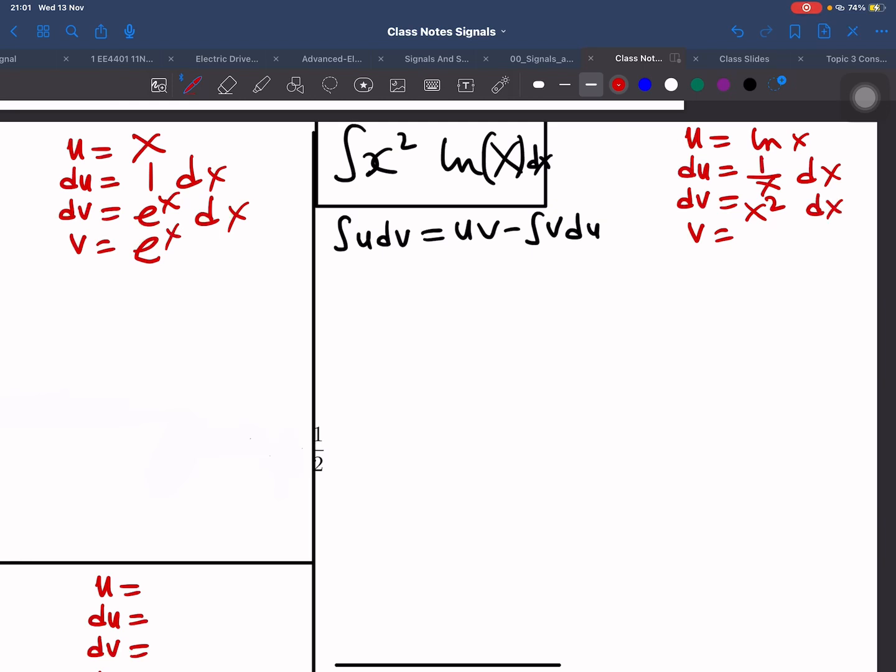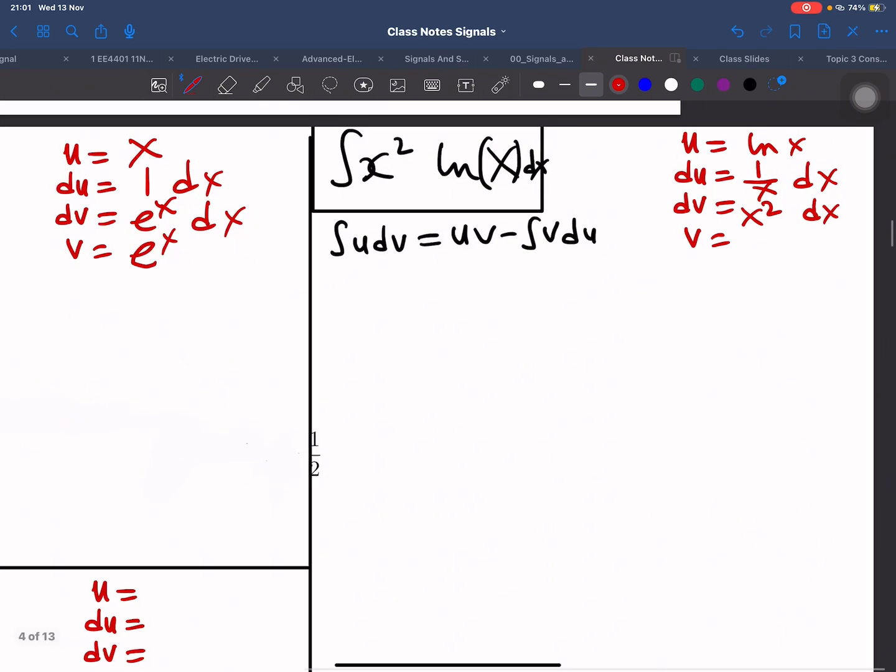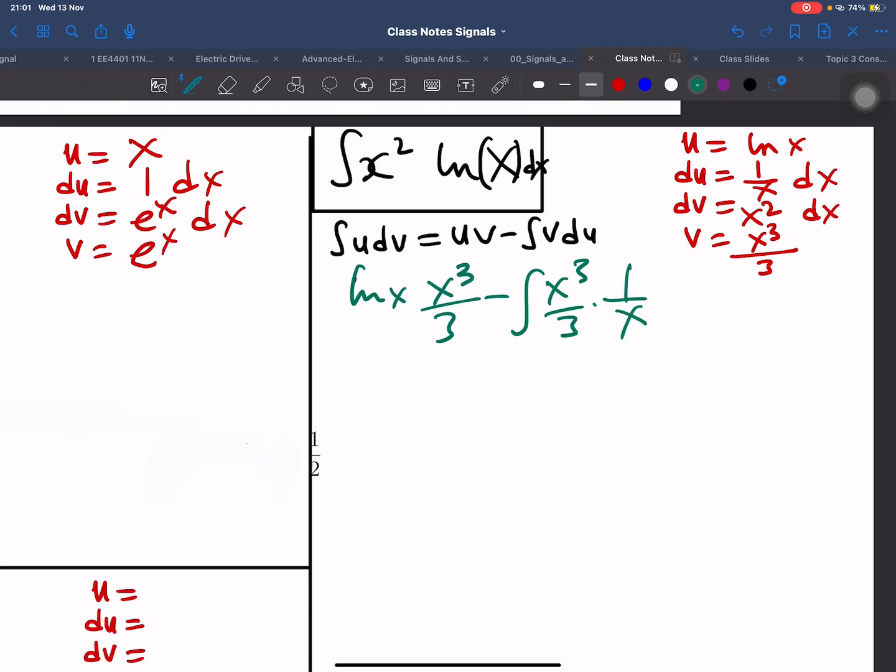And then our v means the integration of x squared. If you integrate x squared, what you will get is x cubed over 3. Now we add it to the formula. uv means ln x into x cubed over 3, minus the integral of x cubed over 3, then du is 1 over x dx.